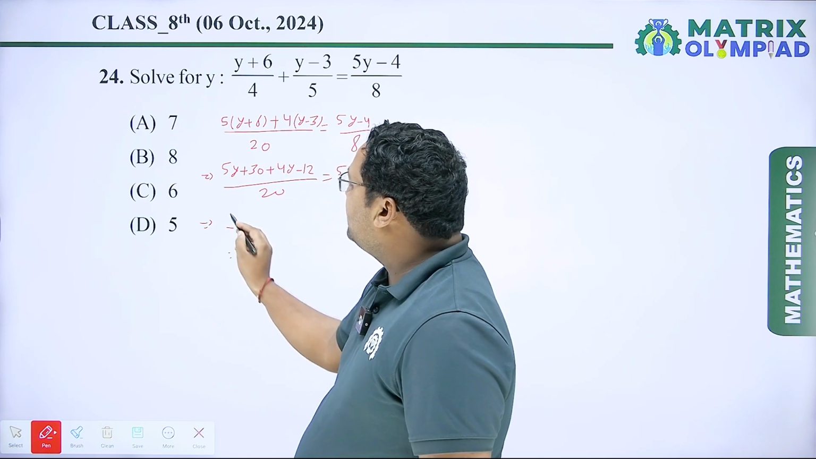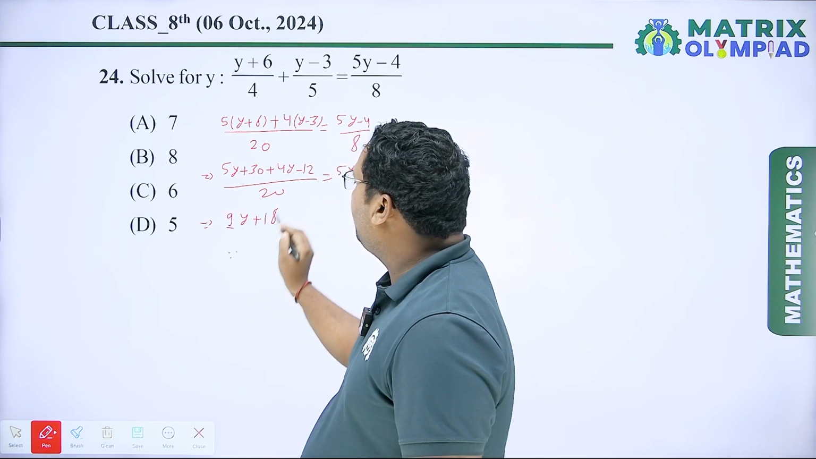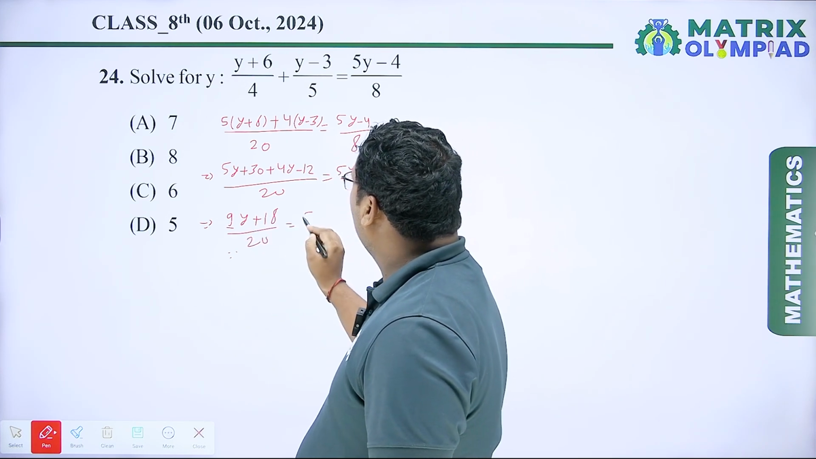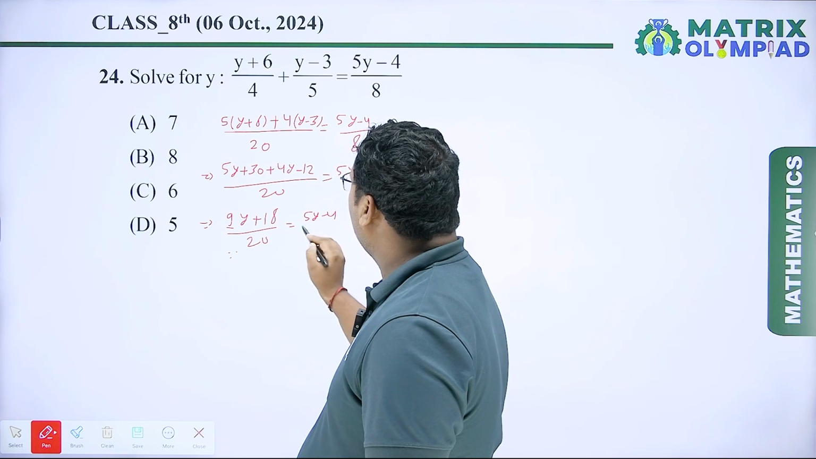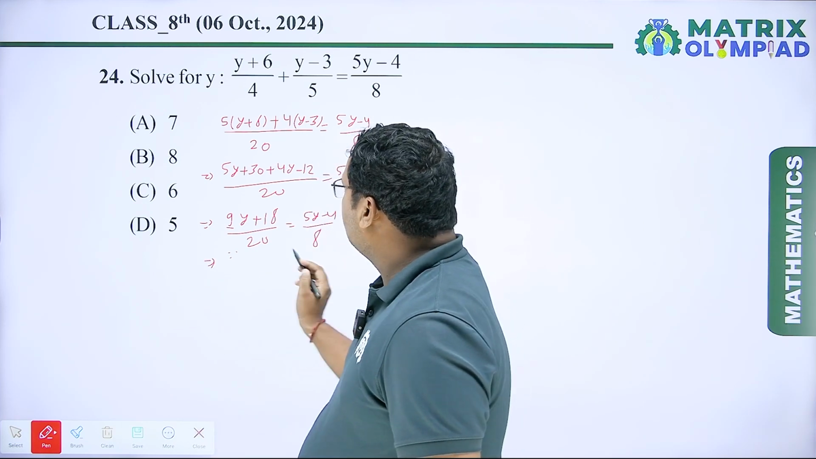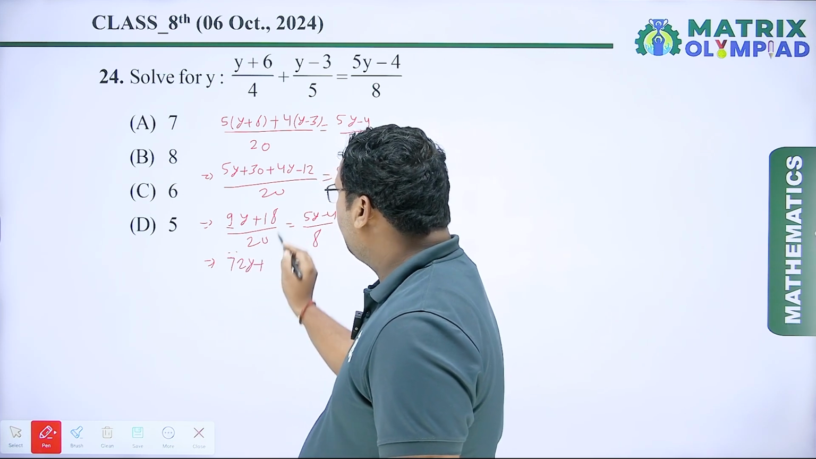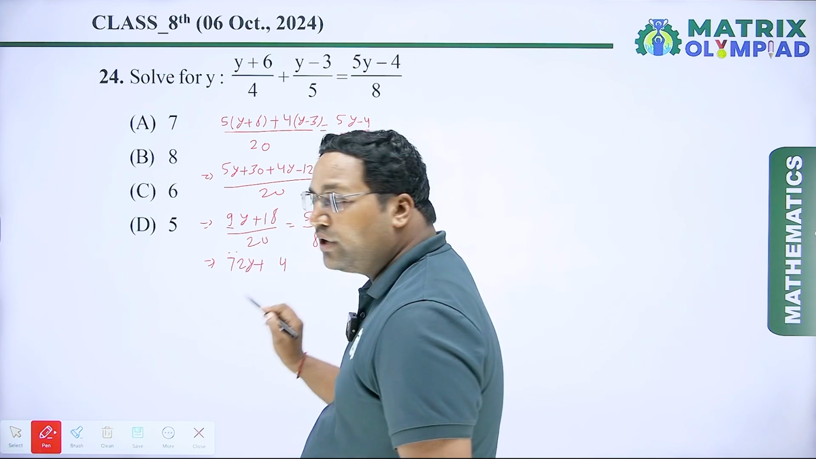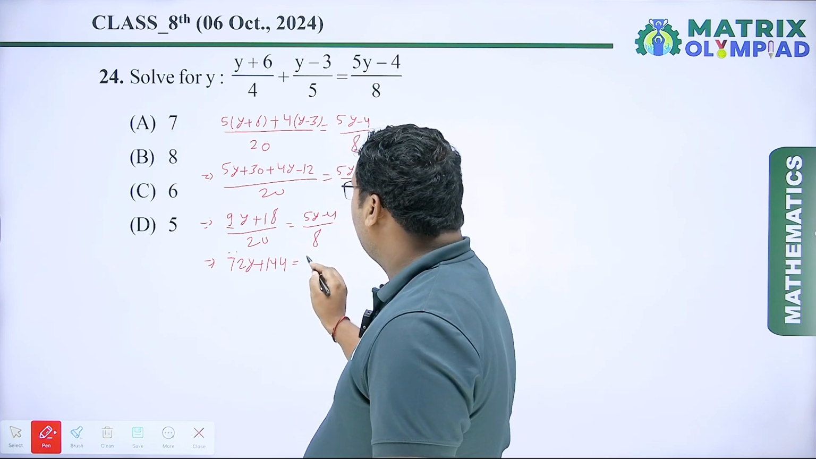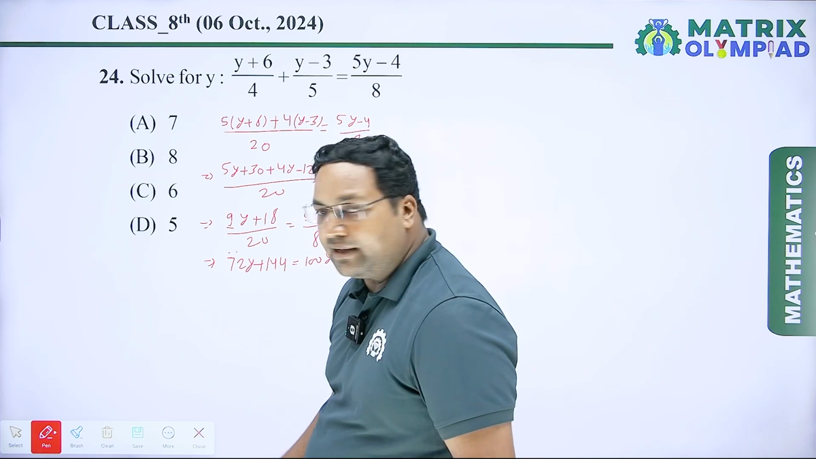5y plus 4y is 9y plus 30 minus 12 is 18 upon 20 is equal to 5y minus 4 upon 8. Next we have to cross multiply. So we will get 8 9s are 72y plus 18 8s are 144, equal to 25s are 100y minus 24s are 80.